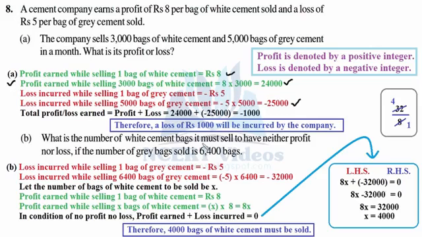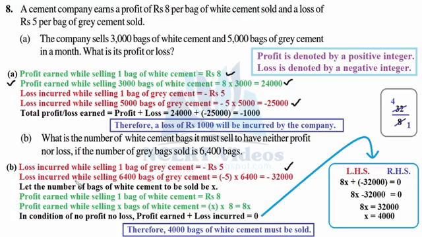Now B part. What is the number of white cement bags it must sell to have neither profit nor loss, if the number of grey bags sold is 6,400 bags? So here we are given the condition that the company had neither profit nor loss. It means no profit, no loss, which means profit earned plus loss incurred would be 0. So loss incurred while selling 6,400 bags, when you multiply it with minus 5, gives minus 32,000. So the company had a loss of 32,000 rupees.